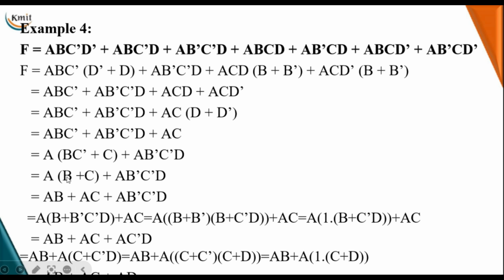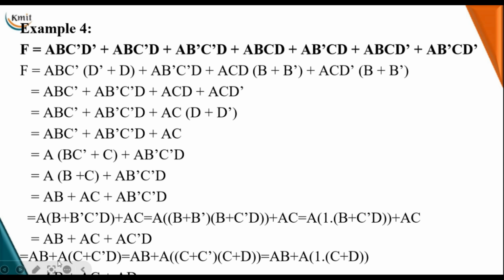So using your distributive law, A and of (B or of C) or of A B bar C bar D. So now let me remove the parenthesis: AB or of AC or of AB bar C bar D. Here also from the last and first term, we have taken A common, B or of B bar C bar D, or of AC. So now A and of (B or of B bar) and of (B or of C bar D). Now B or of B bar is replaced with 1. Now we have only the sum term B or of C bar D, or of AC.